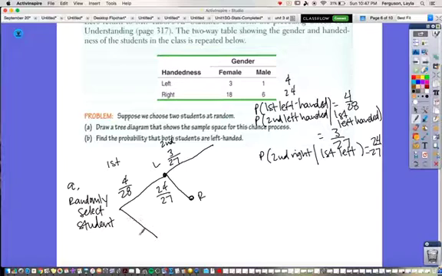All right, let's assume, though, that the first person is right-handed. So the first person is right-handed, there's 24 out of 28. Probability first is right, 24 out of 28.